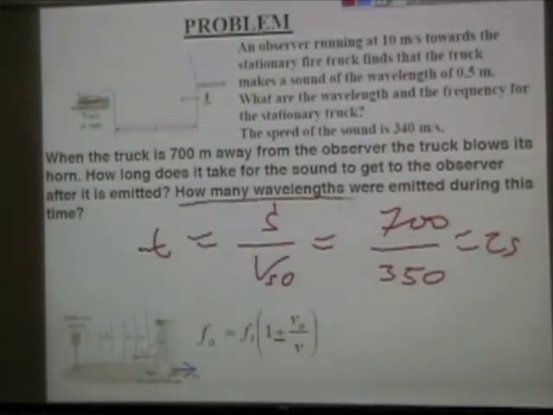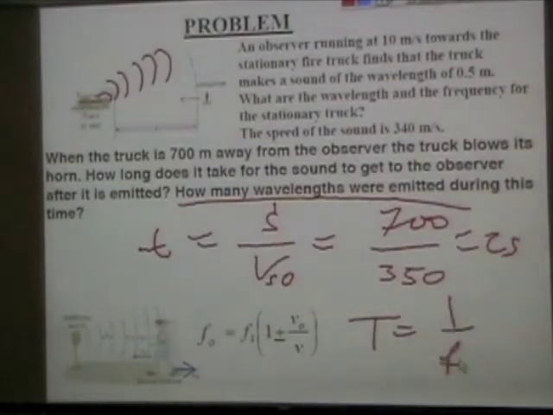And how many wavelengths were generated during this time interval? Well, the question is, which frequency should we use to answer this question? The frequency of the sound experienced by the observer, or the frequency of the sound generated by the truck? Well, so the truck makes pulses. How much time does it take to make one pulse? There is a name for this. We call it how? Period. And period is 1 over the frequency.